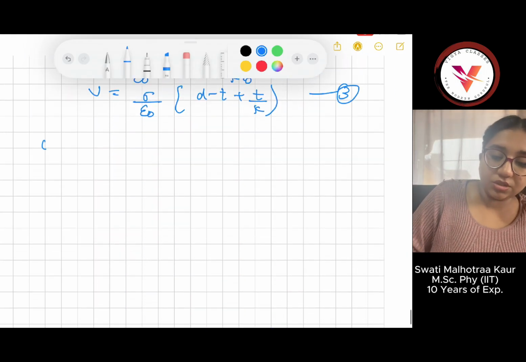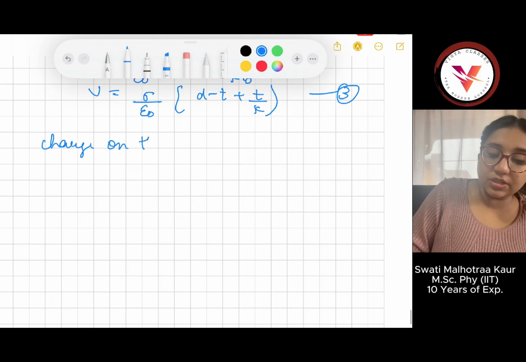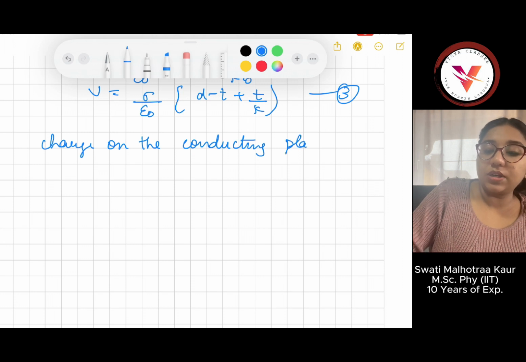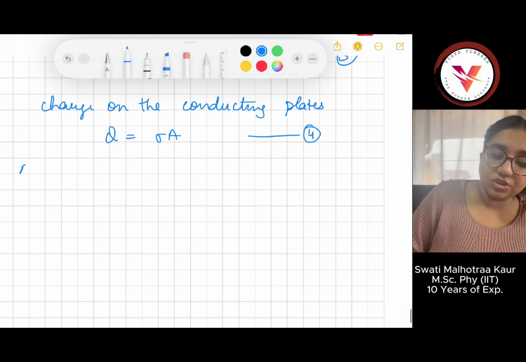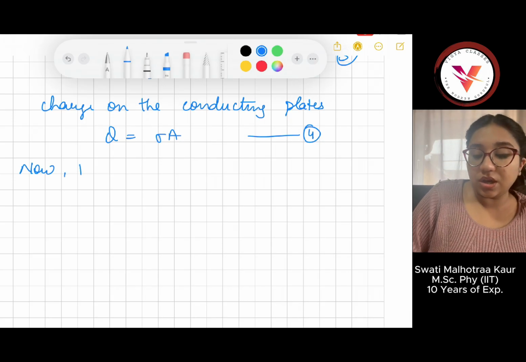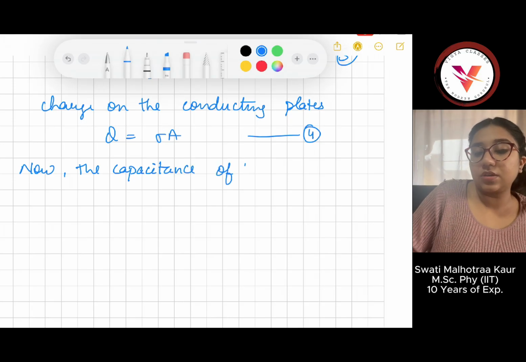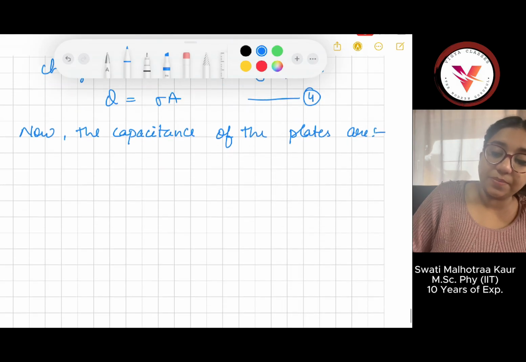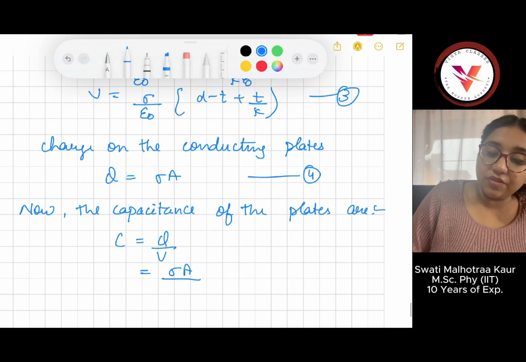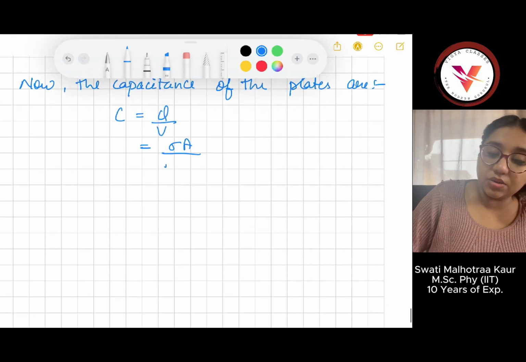Okay, now the charge on the conducting plates, Q, is equal to what? Sigma times A. Let's put it as 4. Okay, so now the capacitance of the parallel plates with the dielectric slab, C is equal to Q by V. Q is what? Sigma A. V is what? Sigma by epsilon naught.